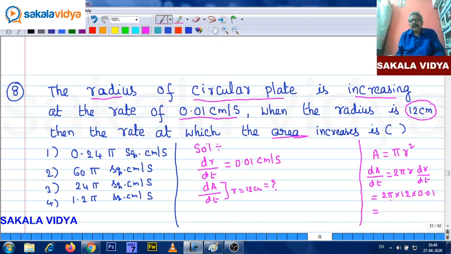First you will be getting 24. 24 into 1, 24, but 2 points, so 0.24 pi square centimeter per second. So, that means first option is the right option. First option is the right option.